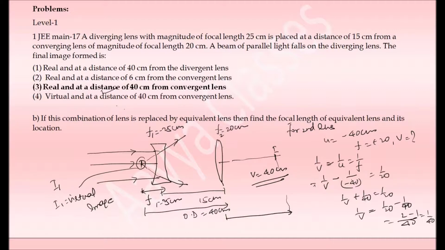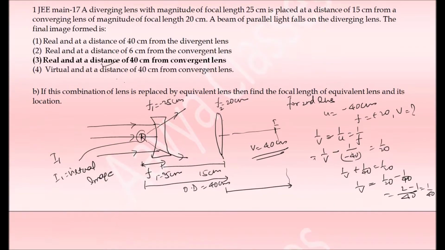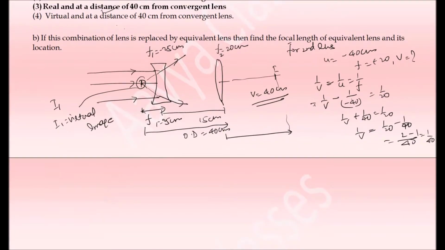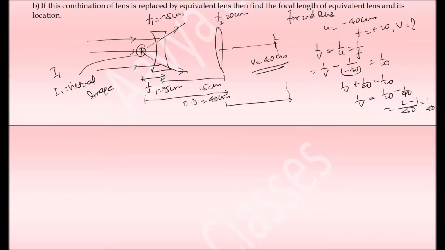Now, if we solve this problem by taking the concept of combination of lenses, what will be our approach? So I will just show you. At first, we have to calculate the equivalent focal length of the system. And for this, we apply the formula 1 by f equivalent is equal to 1 by f1 plus 1 by f2 minus d divided by f1 f2.